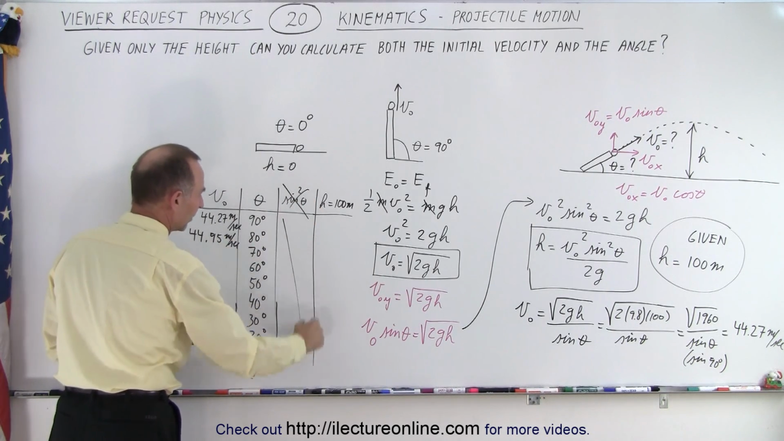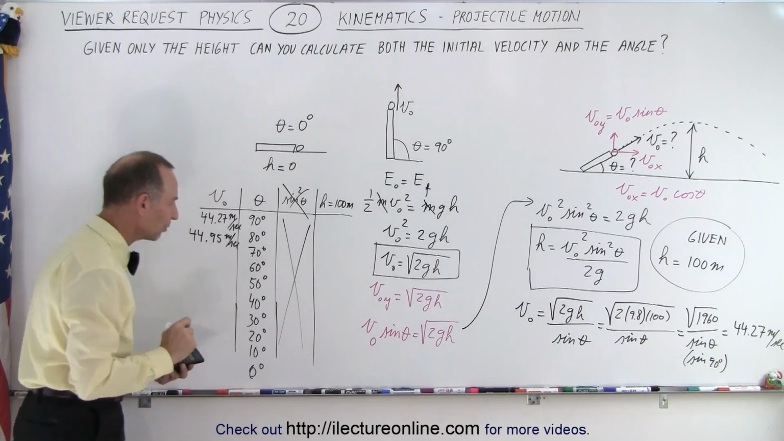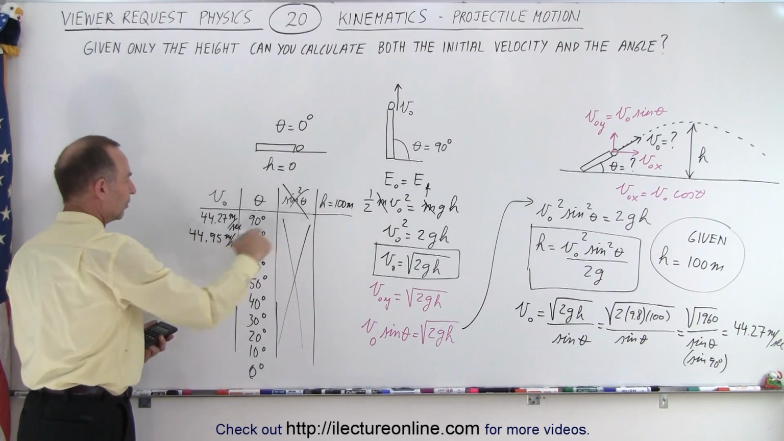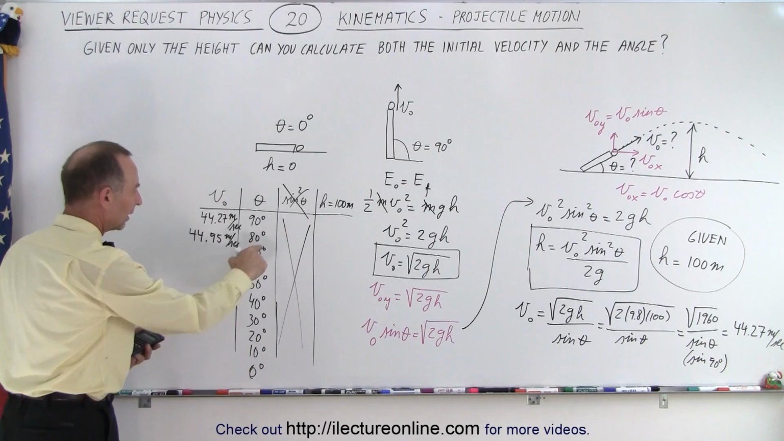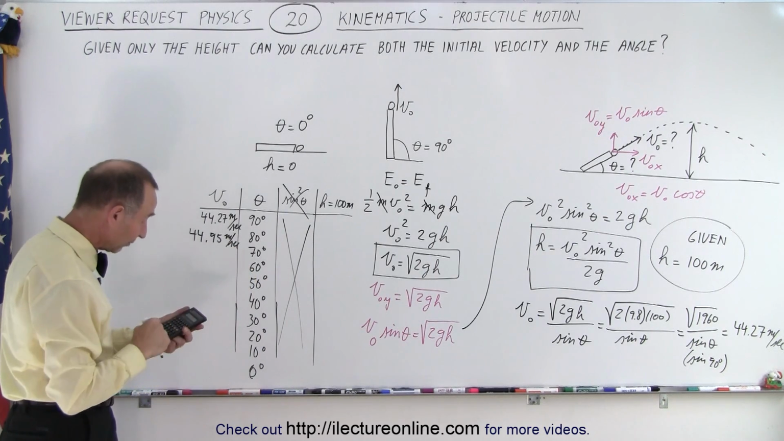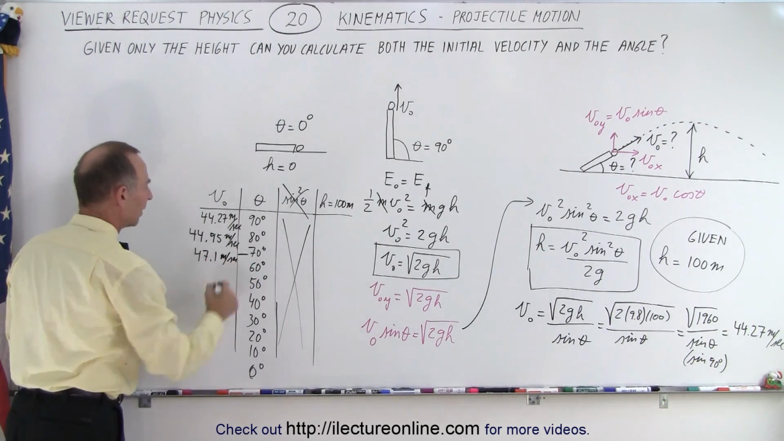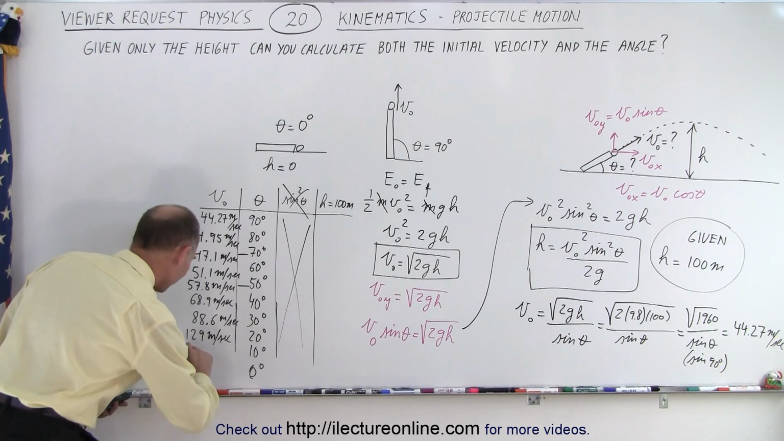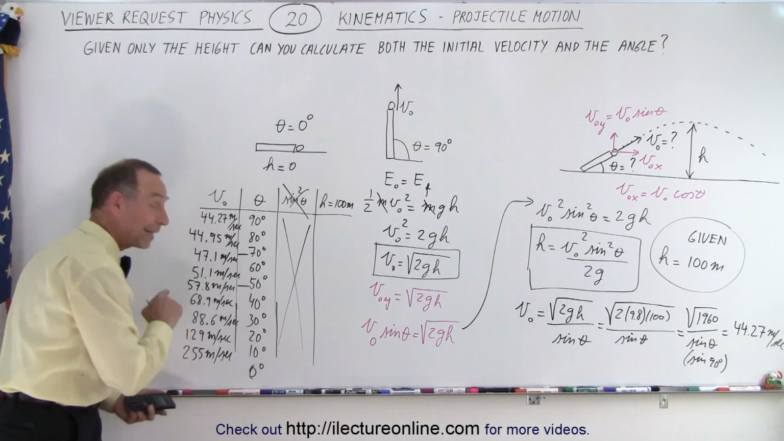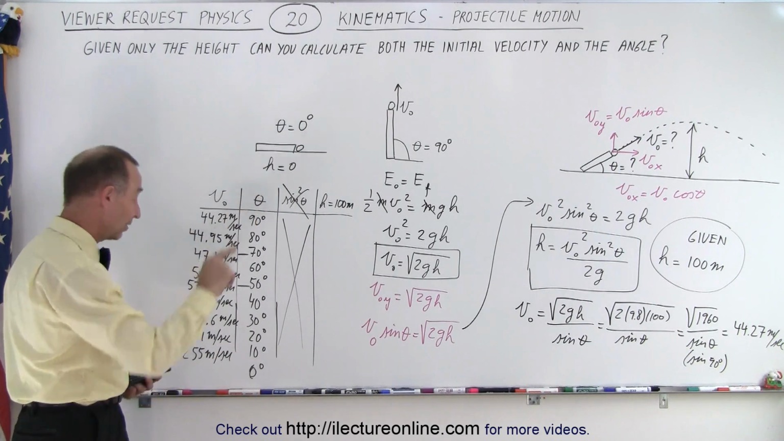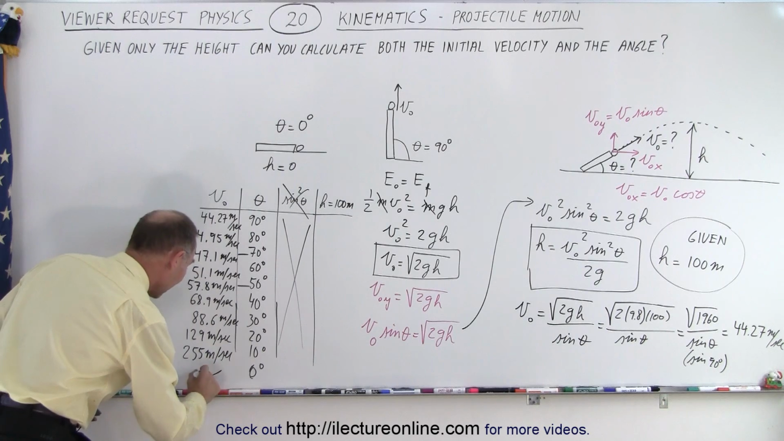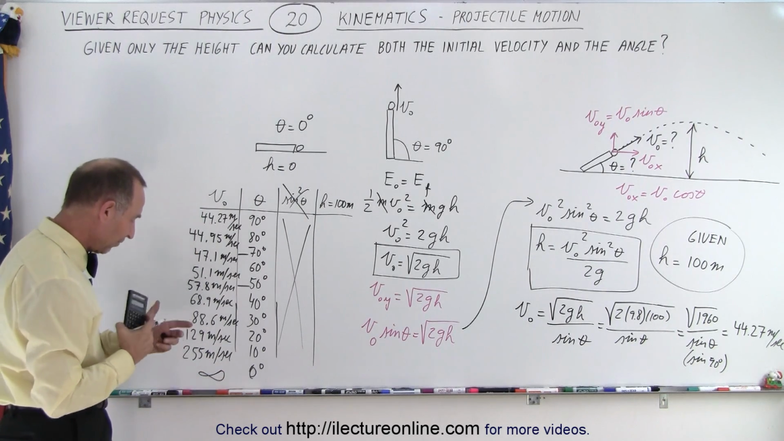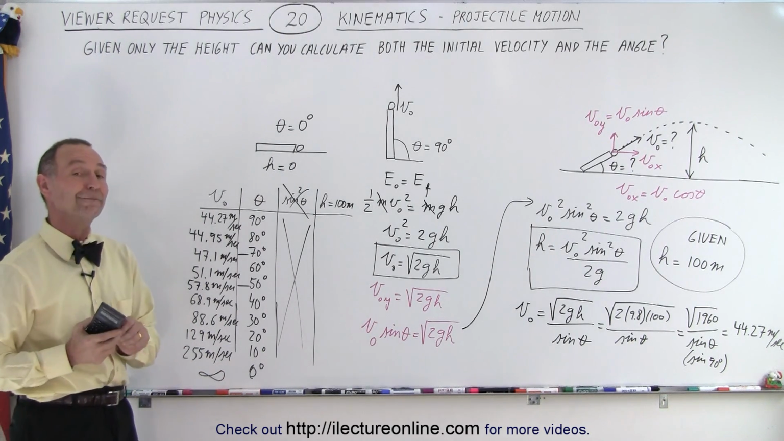So for an angle of 80 degrees, to reach a height of 100 meters, I need this initial speed. We don't need this column, because I'm just going to use that equation right there. At an angle of 70 degrees, 255 meters per second. So now we almost are traveling at the speed of sound to reach a height of 100 meters. And finally, at 0 degrees, you'd have to go infinitely fast because you can never really get there.